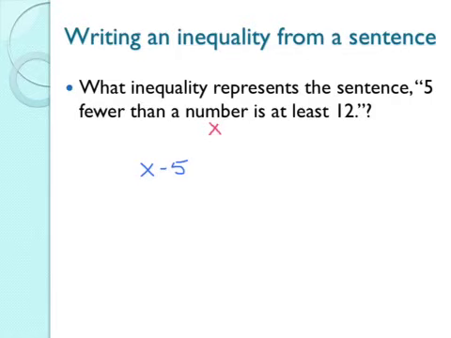So what does this word at least mean? At least means it could be bigger, but at the very minimum, it could be 12. So at least 12, it could be bigger, but it's at least 12. And I have to use that equal to sign there because at least 12 means it could be equal to 12. That's the smallest value that this quantity could be.